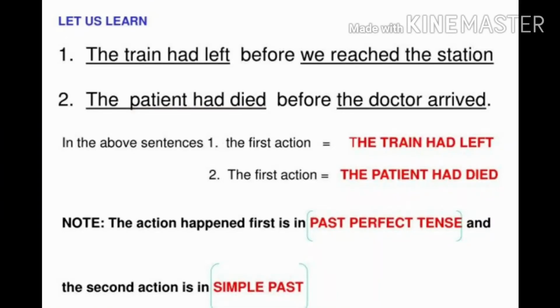You can learn it. The train had left before we reached the station. In this sentence, the first action is the train had left, so we use past perfect tense. And in the second sentence, the patient had died before the doctor arrived. In this sentence, the first action is the patient had died, so we use past perfect tense. So always remember, for the first action we use past perfect tense and for the second action we use simple past.